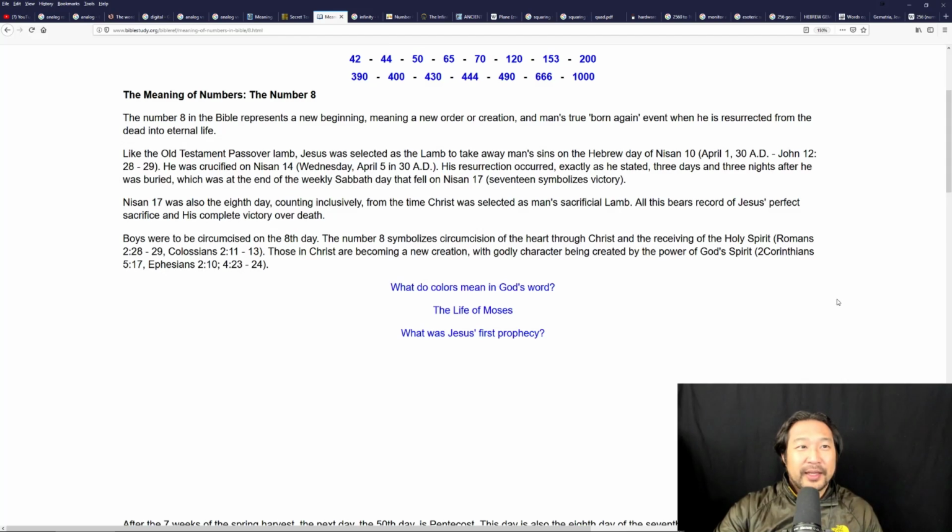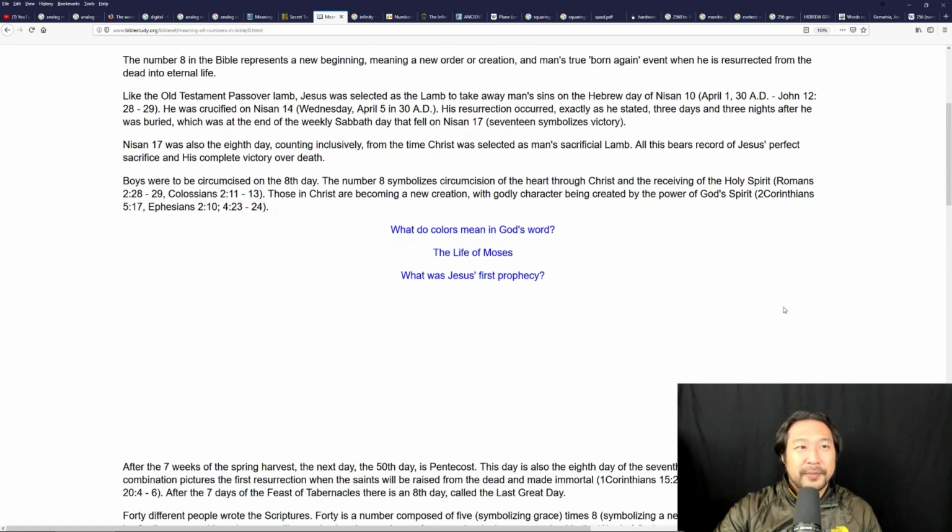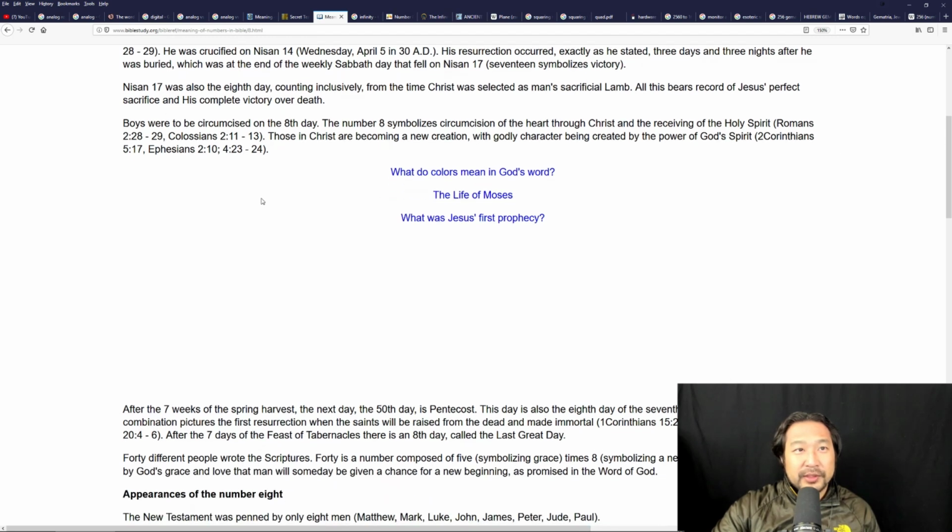So okay, like the Old Testament Passover lamb, Jesus was selected as a lamb to take away man's sins on the Hebrew day of Nisan 10. He was crucified Nisan 14. His resurrection occurred exactly as stated, 3 days and 3 nights after he was buried, which was at the end of the weekly Sabbath. What? Okay, so that fell on Nisan 17. Nisan 17 was also the 8th day, counting inclusively from the time Christ was selected as man's sacrificial lamb. All this bears record of Jesus' perfect sacrifice. It's a complete victory over death. Boys were to be circumcised on the 8th day. Yes, we already went through that.